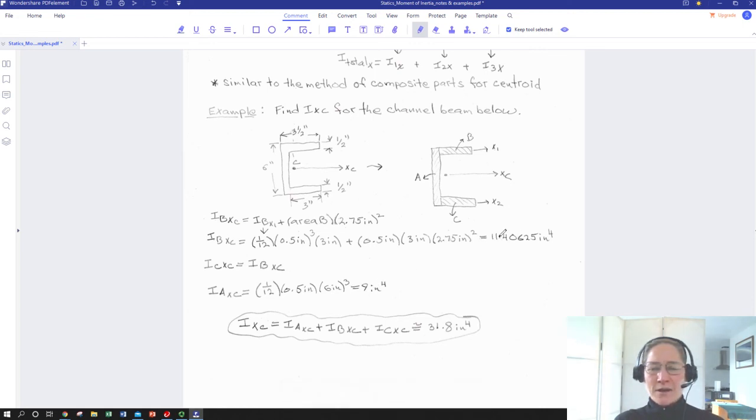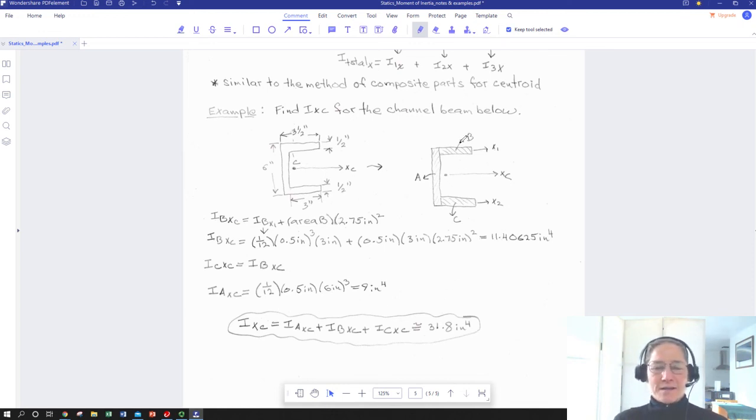And now I add up all of them. So I have 2 times my I sub b about x sub c, 1 for B and 1 for C, and then add the moment of inertia for rectangle A to get the whole channel beam about x sub c, and find something that's larger than any of the component parts.